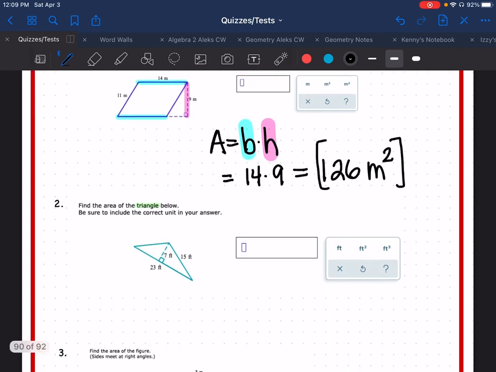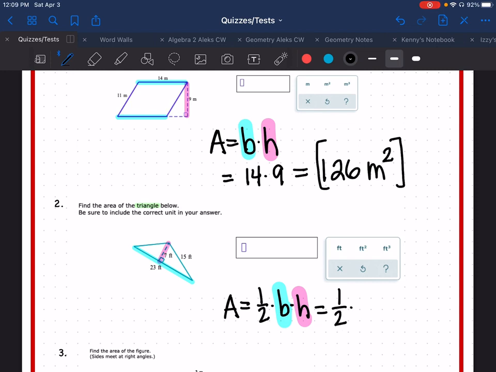All right, let's take a look at question number 2. Find the area of the triangle below. Be sure to include the correct unit in your answer. So I'm going to start with the formula, 1/2 times the base times the height. Same thing here. My base and my height have to be perpendicular, and the height in a triangle is going to be either inside or outside, and normally it is a dotted or dashed line. So here is my height, and that means this is my base. Why is the 15 there? Just to try to mess with you to see if you would use it.